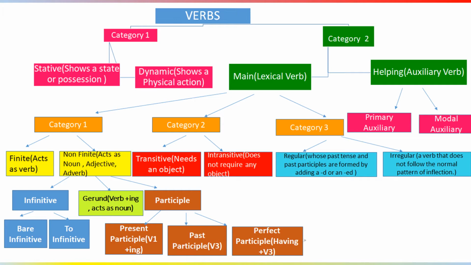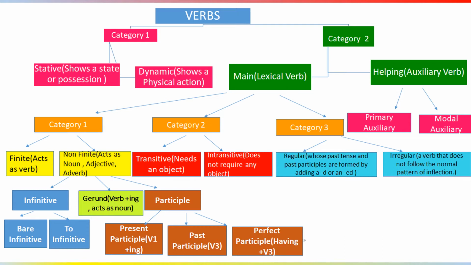The to infinitives are those infinitives where a verb is added with to. For example, I want to see. These are always used in first form. Gerunds are those words where a verb is added with ing and it acts as a noun. For example, I like swimming. So swimming is a gerund here.